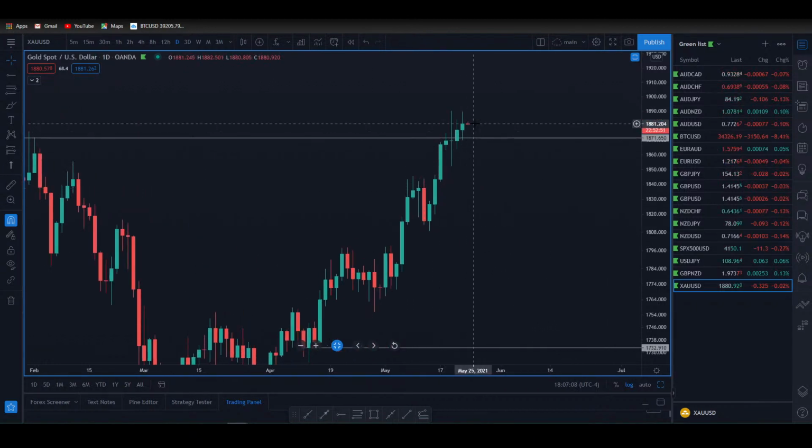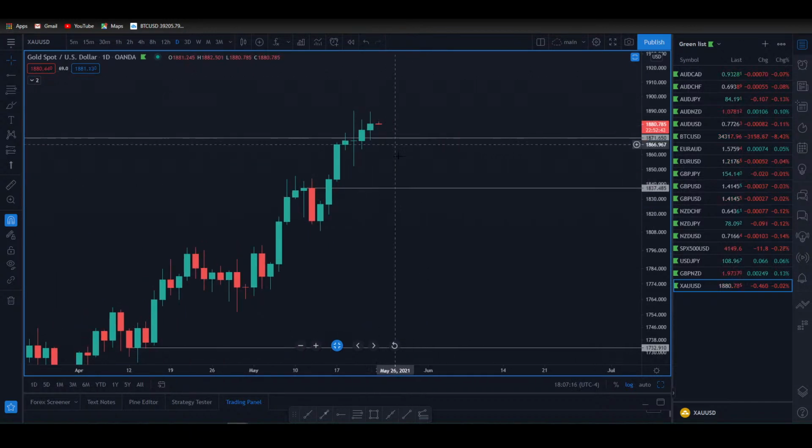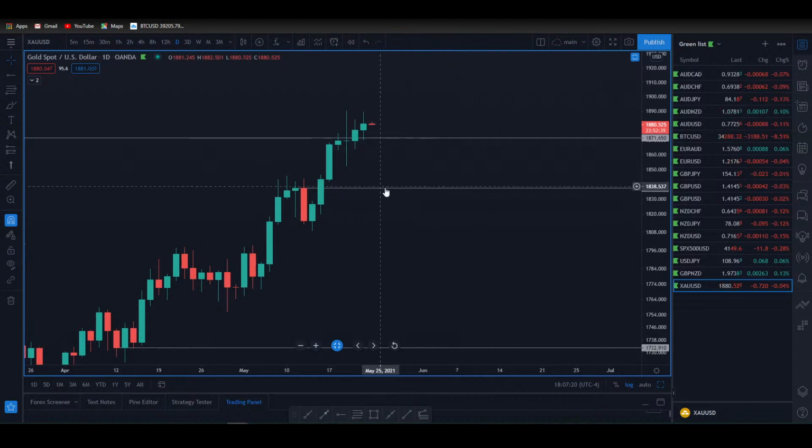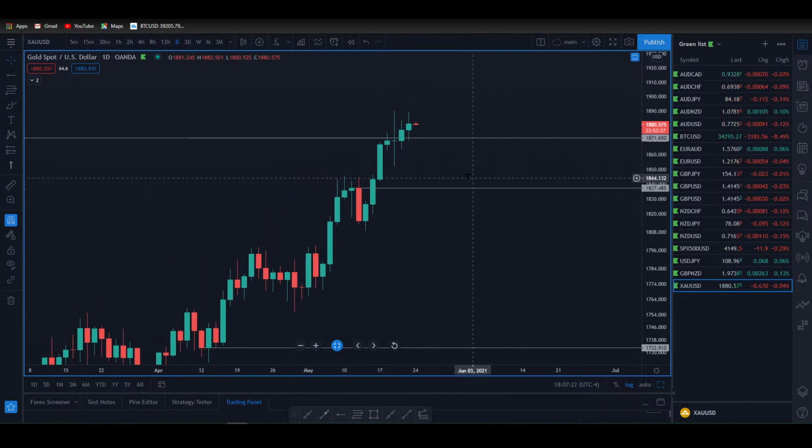So what I would want to do is find some support levels to look for. Let it test them. Here's the first one on a daily closing basis. You can come all the way back down to 1837.45 or 48 and still look for bullish entries.